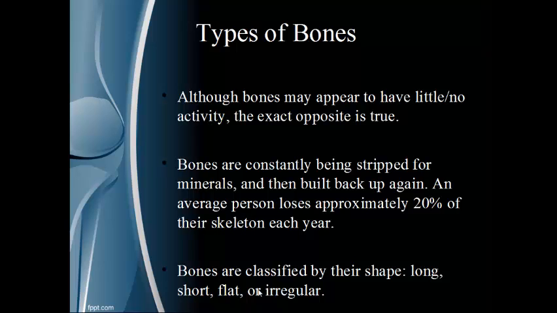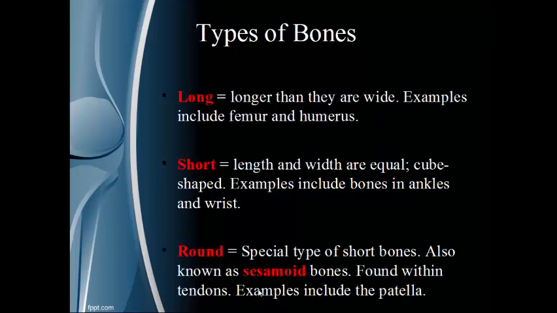And bones that you have are classified based on their shape. They're either going to be long, short, flat, or irregular. And I'll give you some examples of these. The first one, long. These are, like the name kind of implies, longer than they are wide. Examples include the femur, which is the bone in your thigh, and the humerus, which is the upper arm bone. These are going to be longer than they are wide. They are long if you were to look at them.